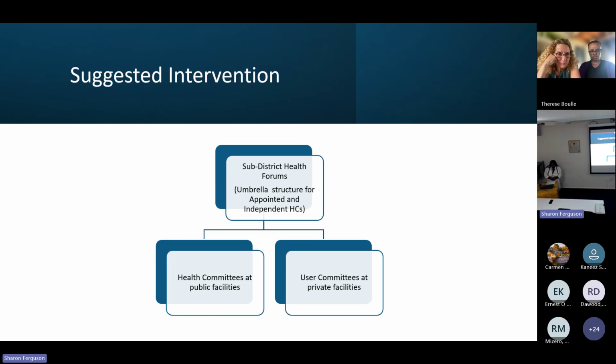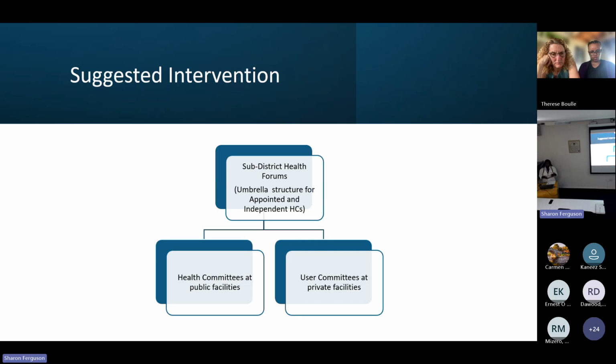What we are currently proposing is to have user committees at private facilities. As I highlighted earlier on, currently we have health committees in the public facilities, which is a platform and space for community participation. But that kind of space for community participation is not found in the private sector.